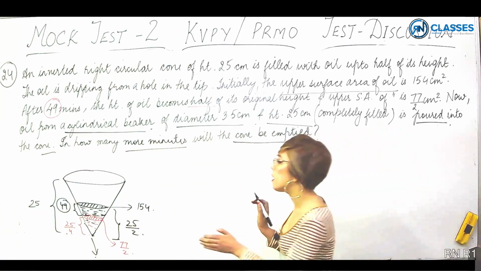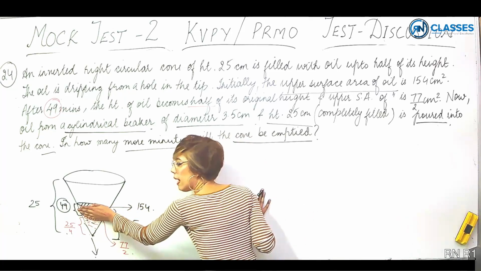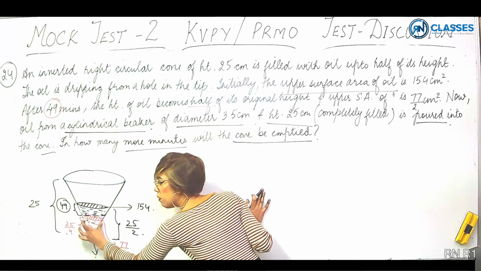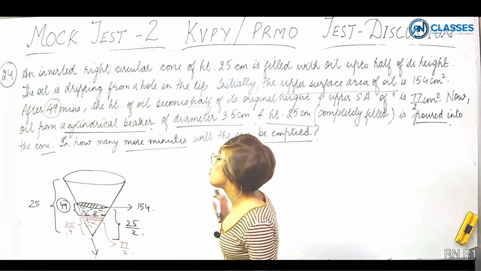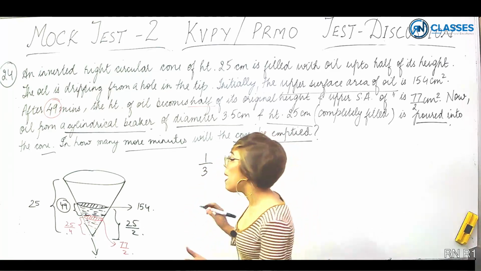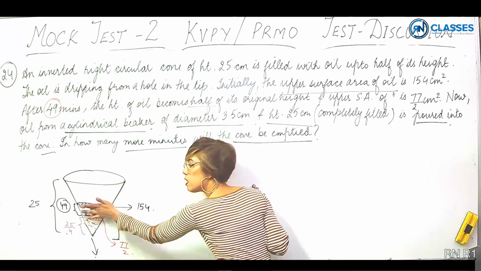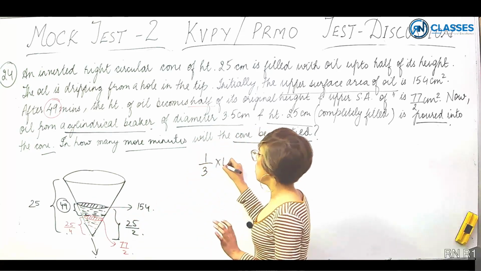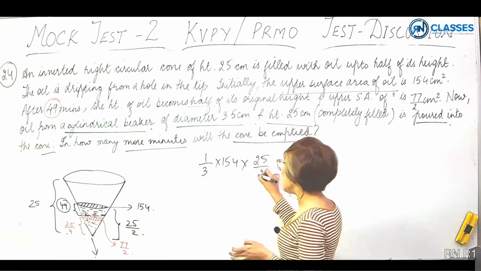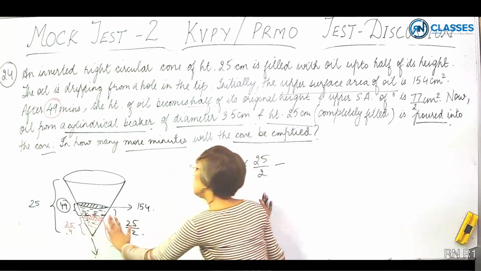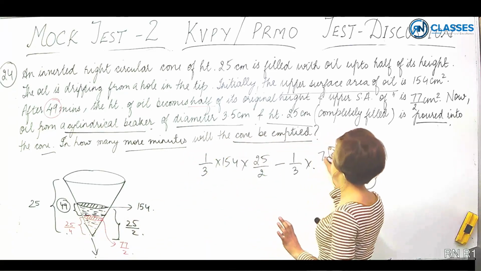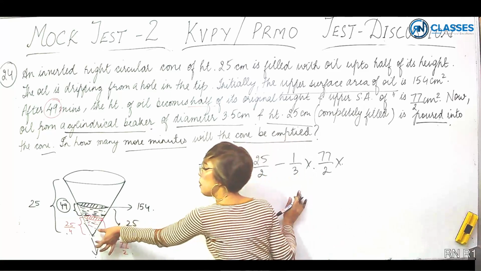Let me find out. So, this is the volume of the oil, right? This is nothing but the volume of the bigger cone minus volume of this red cone, right? The volume of the bigger cone, I know that is 1 by 3 pi r square h. Now, pi r square, because this is the area of the circle which is given to you, that is 154, right? Into h, height is 25 by 2 minus the volume of the smaller cone, which is 1 by 3 into. Now, this area is already given, so 77 by 2 into the height, which is 25 by 4.